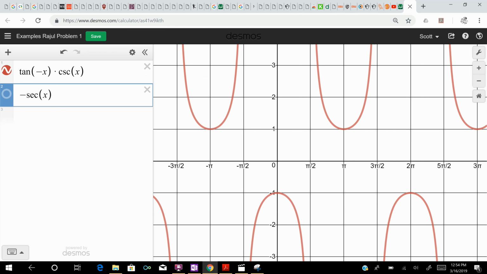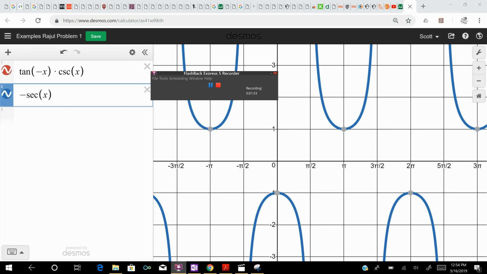And we can see that graph here, and we're just going to see if the secant graph overlaps it. So there's that graph. Let's see if that secant graph overlaps it. And as you can see, the secant graph perfectly overlaps the graph of tangent of negative x times cosecant of x. So we know that we got our answer right. And that is problem number 2.